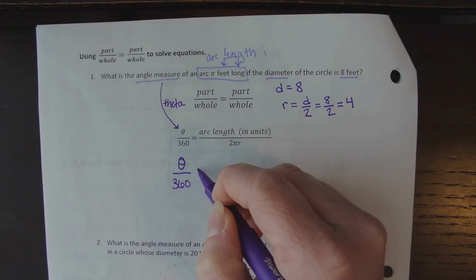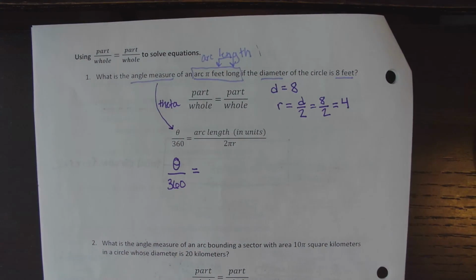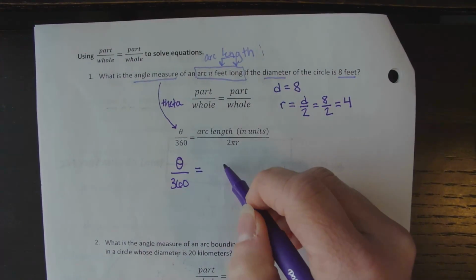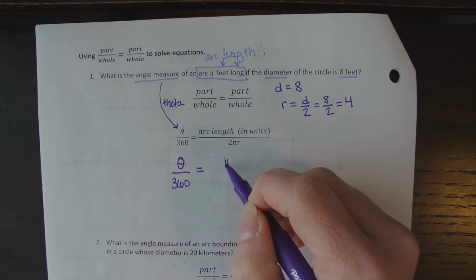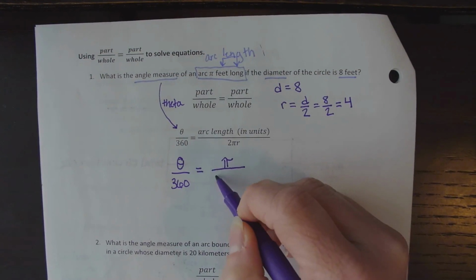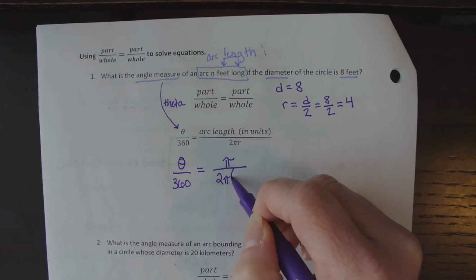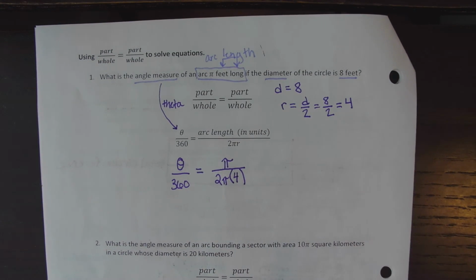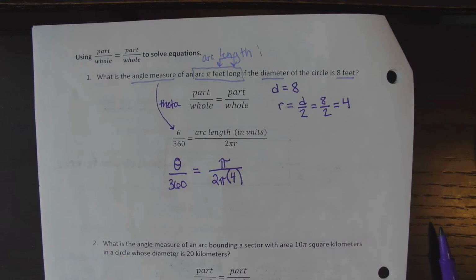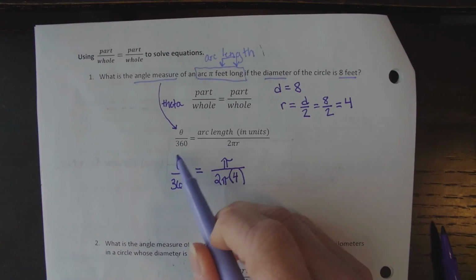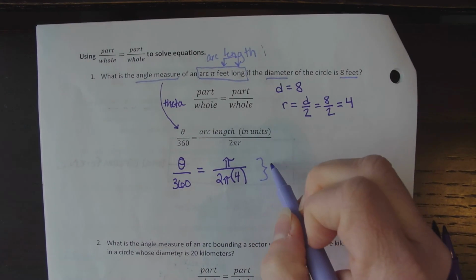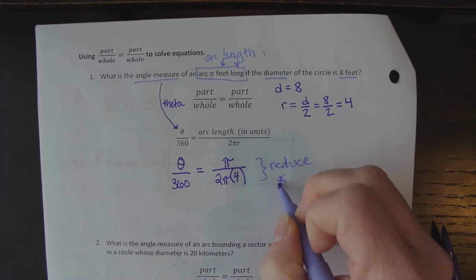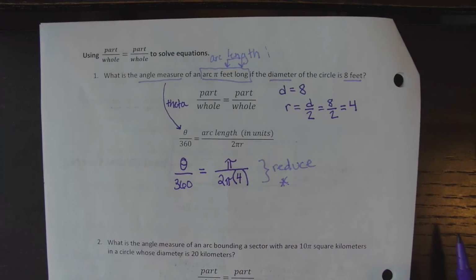So I've got theta over 360. What's the arc length? What is given to us? It is pi. It's 1 pi, or just pi, over 2 pi. And then what is our radius? Well, we said the diameter was 8, so the radius is 4. All right, so this is a little different because I don't have a number in the angle measure. So we are going to reduce this side first.